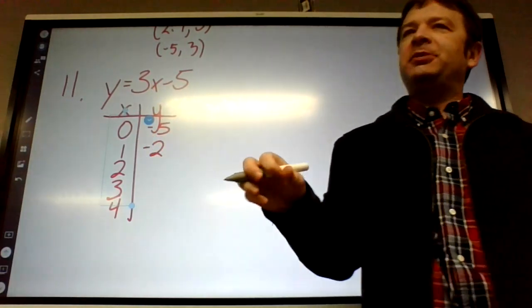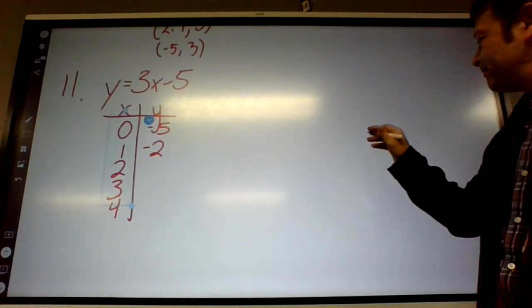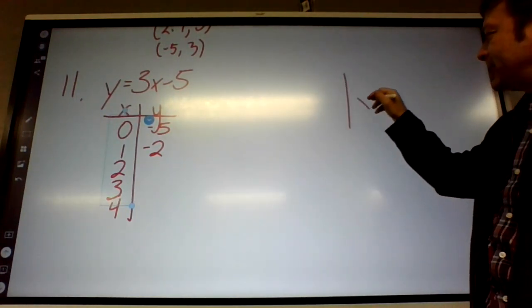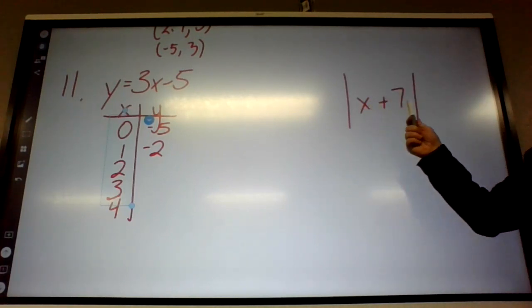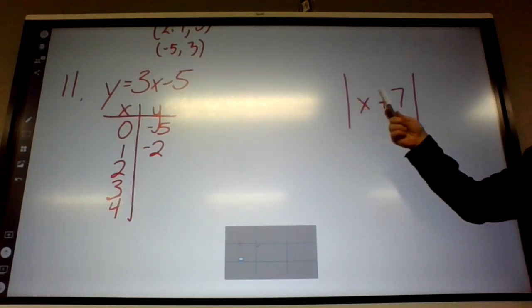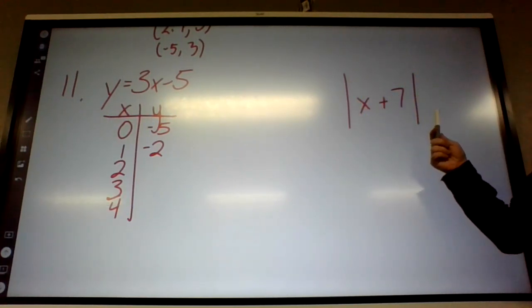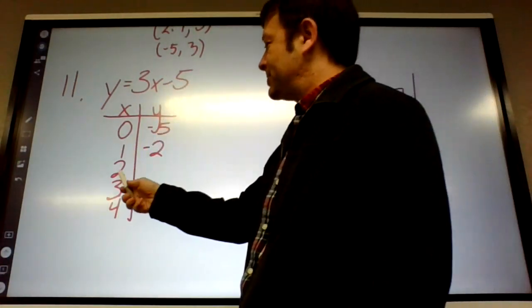By the way, I've just finished grading all you guys' homework. On that absolute value assignment, some of you didn't catch this. After you plug the number in, and in this case you'd have to add 7, then you make it positive. You have to use absolute value to make it positive. This one is not absolute value, I'm just saying.